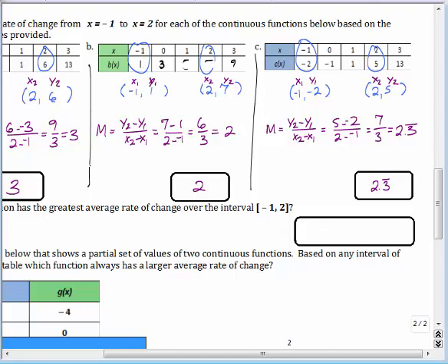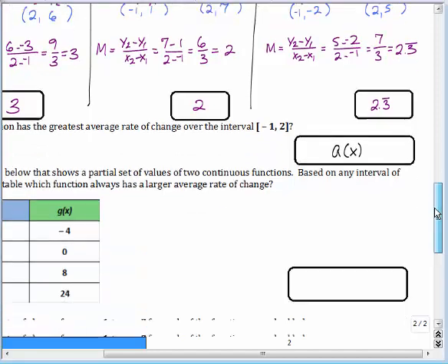And if you wanted, we could actually go back and look. I think you'll find this is a quadratic, this is a linear, and this is exponential. Alright, so in this case, which one's the fastest growing? It looks like it would be a of x, because it grew by a factor of 3, or an average rate of change of 3.